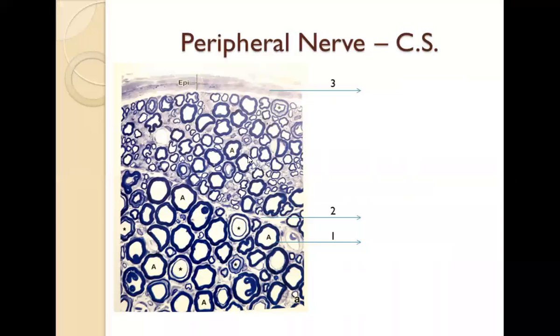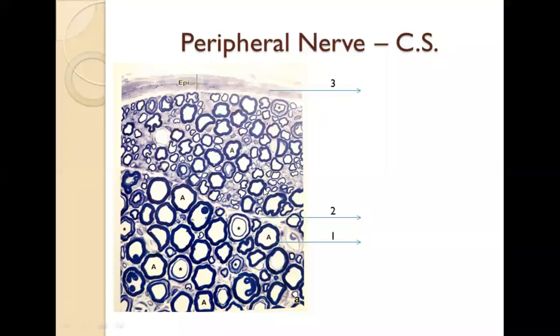So this is the cross section of the peripheral nerve. This is a special stain, toluidine blue. I'll just tell you that this is the axon. This is an axon. And if you see this whole group of axons, this is called a nerve bundle or fascicle. And this is the covering of the entire nerve. So based on this, I have one more question for you. Can any one of you label this diagram?